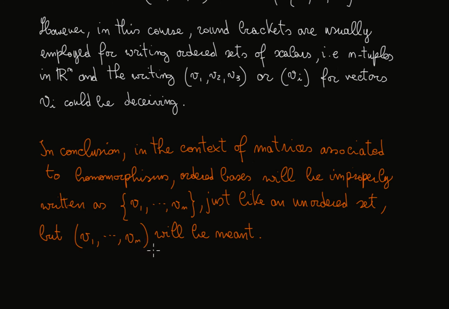So the usual notation for sets will denote ordered sets, okay, while we will be talking about bases to construct associated matrices to homomorphisms. In other contexts, the notation with curly brackets will just be regularly employed for sets. So keep this in mind for lecture 9.4 and the coming lectures of chapter 9.